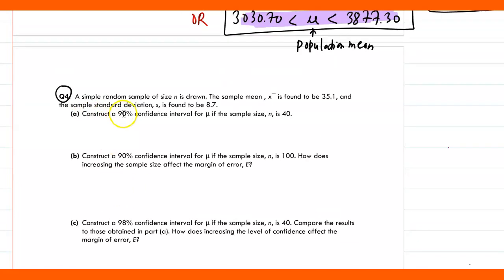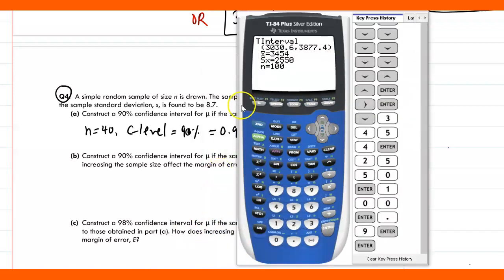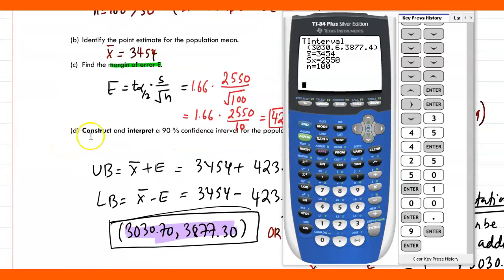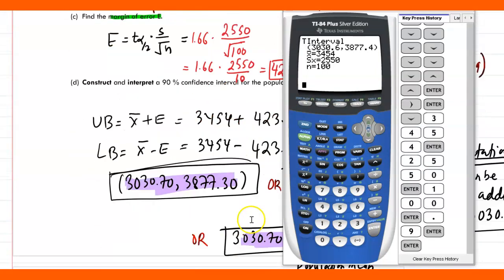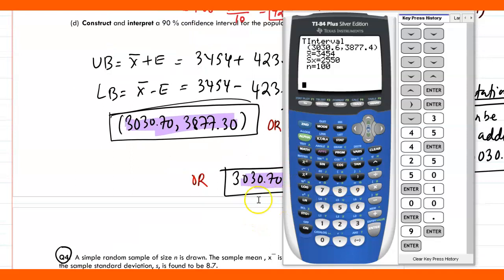First, construct a 90% confidence interval for mu if the sample size n is 40. Here n equals 40 and the confidence level, C level, equals 90%. As a decimal you can write 0.90. To do that we use a calculator. We can do it manually like we did in question number 3, or you can use a calculator to find the confidence interval.